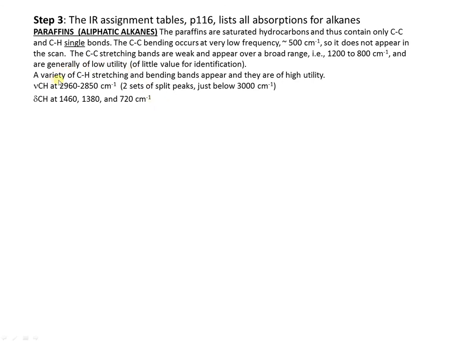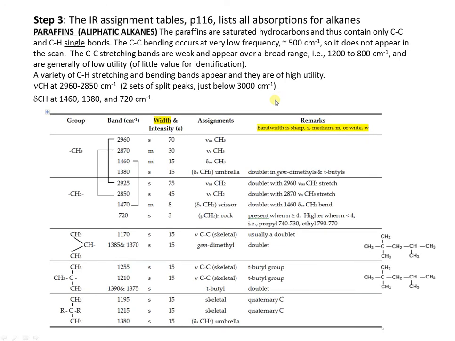But there are a variety of carbon-to-hydrogen stretches and bends that are of high utility. We can use them, and we've discussed them, and let's go through them again here. So the methyl groups in an aliphatic compound, an alkane, we have an asymmetric stretch at 2960 and a symmetric stretch at 2870, which will co-absorb. Likewise, the methylenes will have an asymmetric stretch at 2925 and a symmetric stretch at 2850, and all these four are co-absorbing. They're not resolved by the spectrometer.